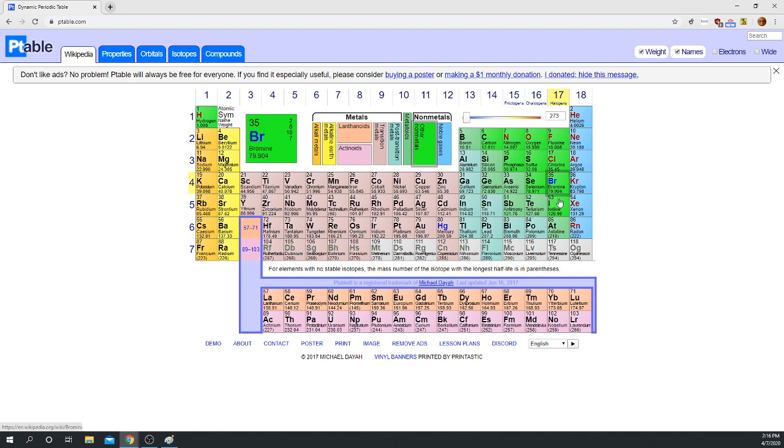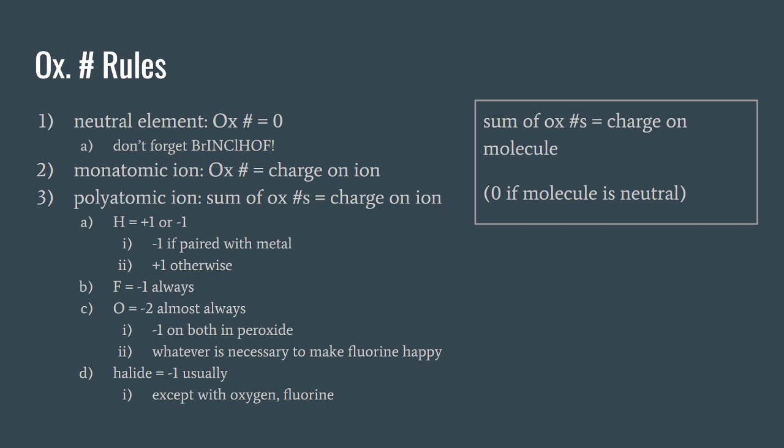Okay. So, these are the halogens. And fluorine is its own thing. It's got its own rule. Chlorine, bromine, iodine, they typically are going to have a formal charge, an oxidation number of -1. Okay? The exception there is if they are bound with oxygen or fluorine. If they're with oxygen or fluorine, they'll do whatever it takes to make oxygen or fluorine happy.